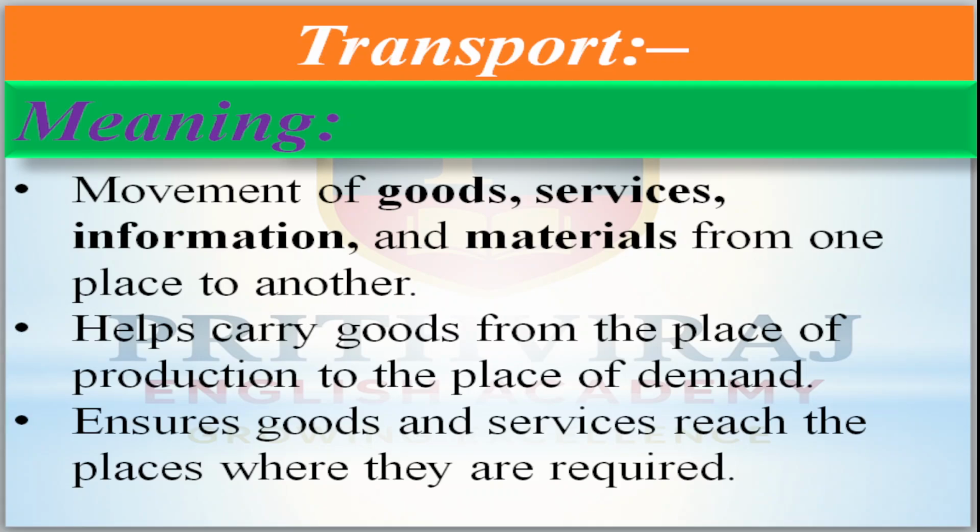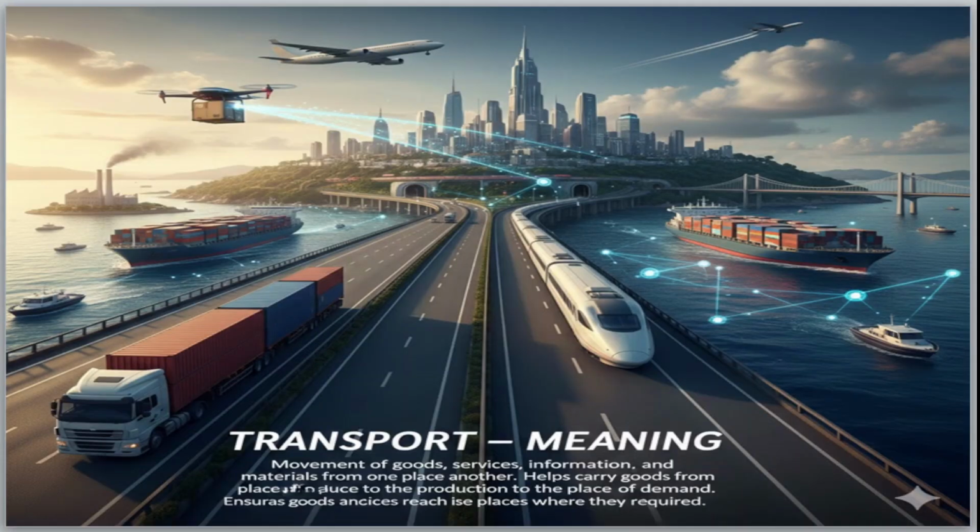Transport helps the producer to supply their goods to the doorsteps of the customers, from the place of production to the place of demand. It ensures the goods and services reach places where they are required. This picture tells you how goods are carried from one place to another, in different types.